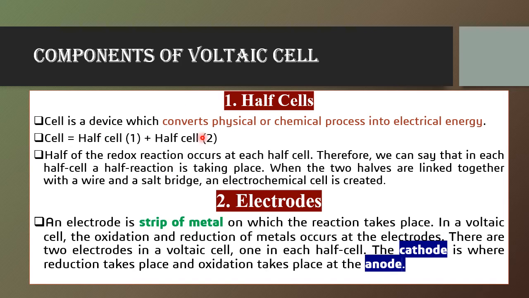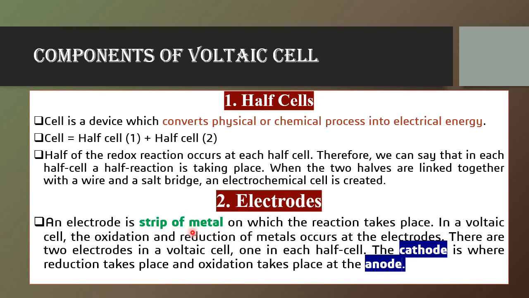So basically each half cell is converting a physical or chemical process into electrical energy. On one side oxidation is occurring, on the other side reduction is occurring. So the entire cell reaction will be the redox reaction, and each half cell reaction will be either oxidation or reduction.